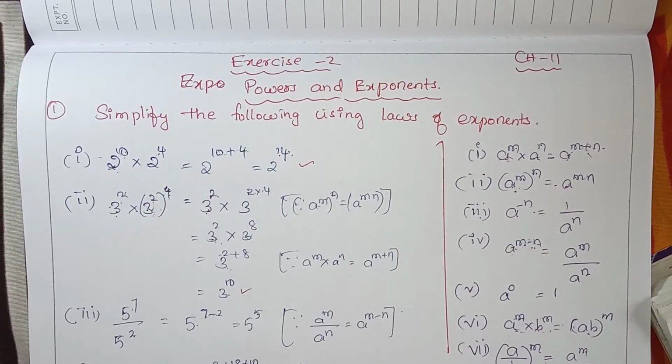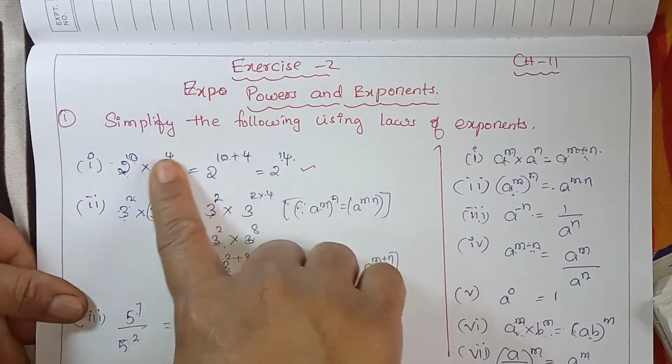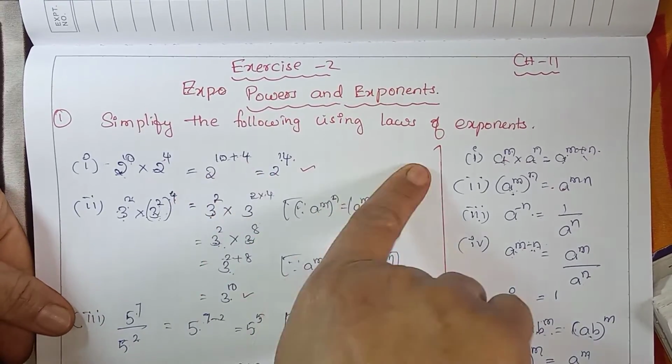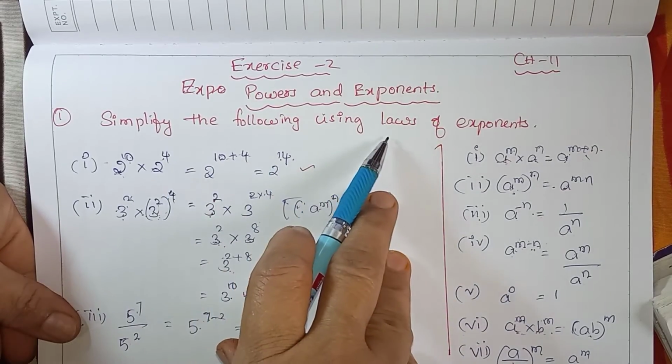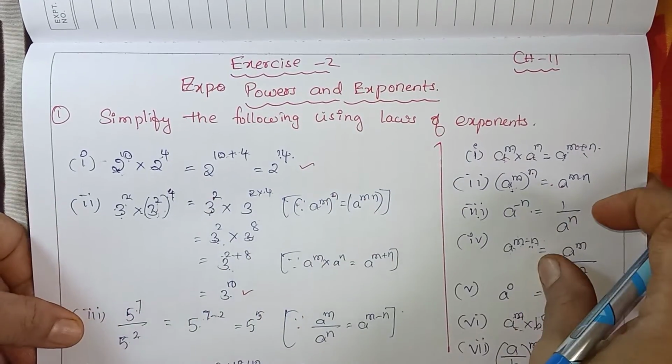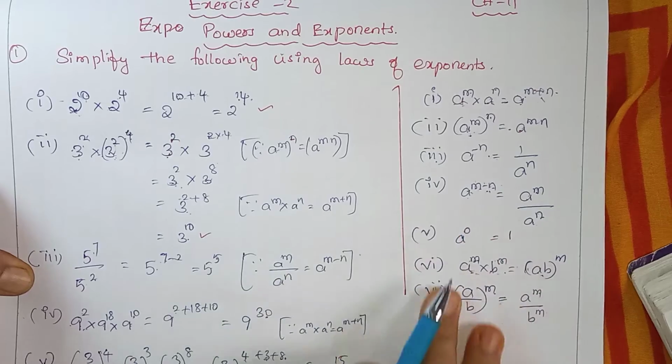Yeah, hello children. Exercise 2. These sums are very small, that is why I just solved and I'm explaining. Here, simplify the following using laws of exponents. So, laws of exponents we will revise once.